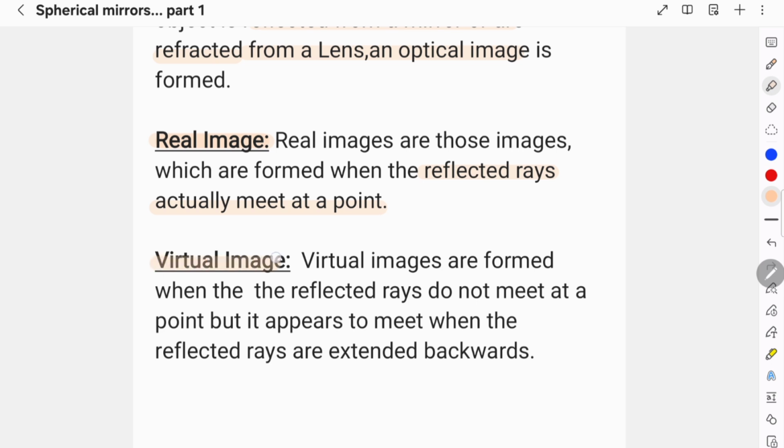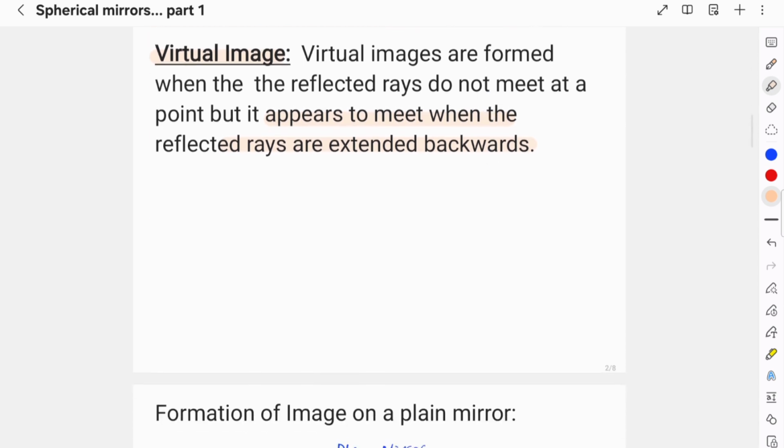Let's see about virtual image. Virtual images are formed when the reflected rays do not meet at a point, but it appears to meet when the reflected rays are extended backwards. So actually the reflected rays are not meeting, but when we extend them backwards, they meet at some imaginary point, and at that point the image is formed. So it is called a virtual image.